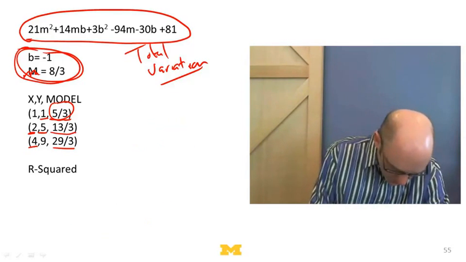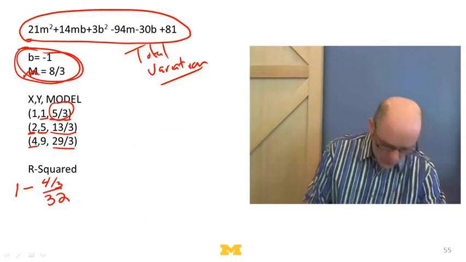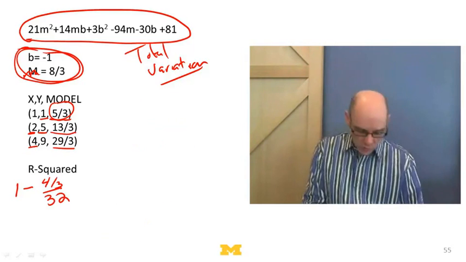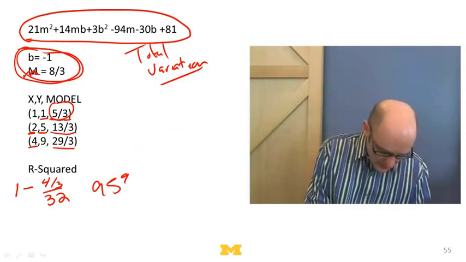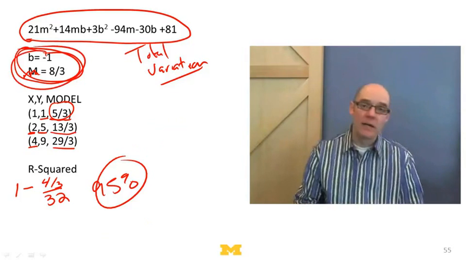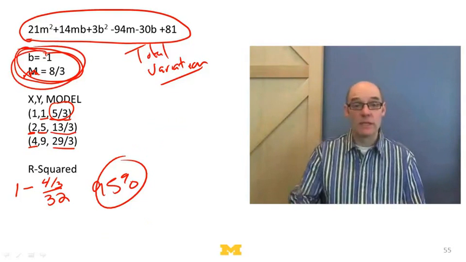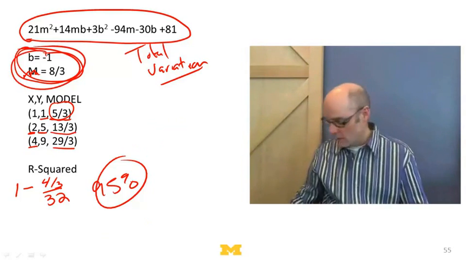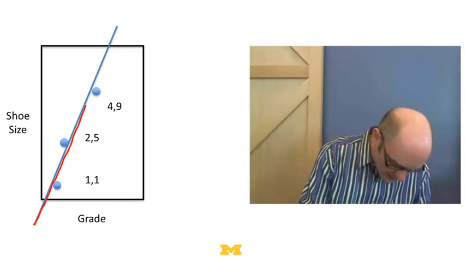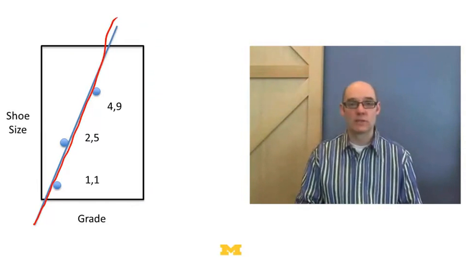Right? I have 1 minus 4/3 over 32. And so now I've explained over 95% of the data. So by figuring out what the optimal B and M are, I can even do better than I could by just trying to draw that line of y equals 2x. And if I draw that actual line, it goes like this, and you see it becomes incredibly close to the data.